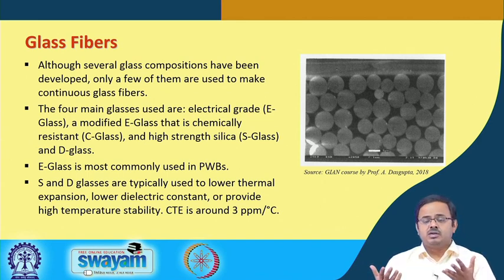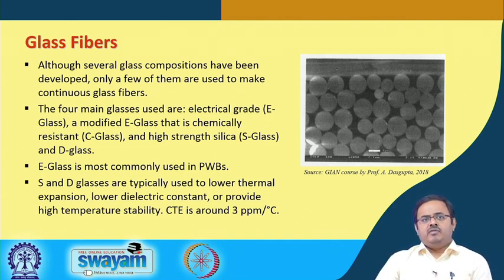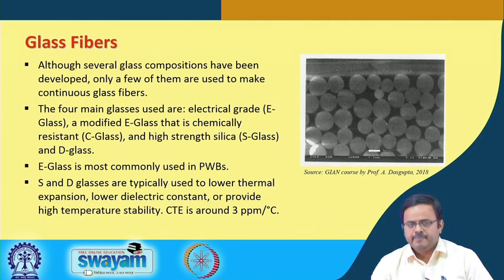Remember, we use glass cloth, glass fibers. So, this is the glass that goes into making that cloth or the fiber. S and D glasses are also typically used to lower thermal expansion, for lower dielectric constant, or to provide high temperature stability. But E glass today is the most common, and because of volume manufacturing, it is also the most inexpensive among all of these. But for specialized applications, C, S and D are also used.